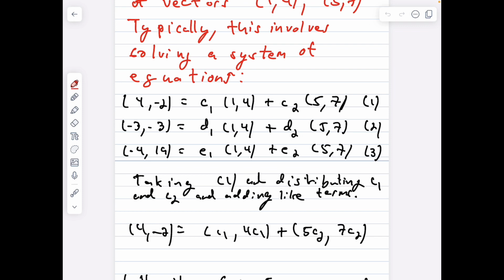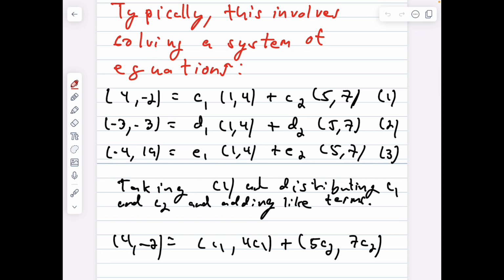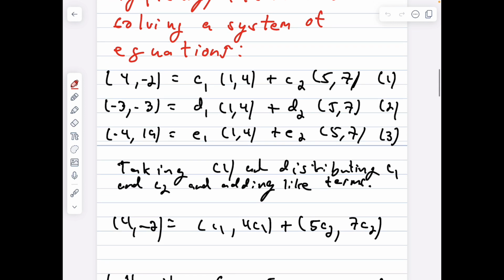That is the case here. So we're looking, at the end of the day, to write the result of each in R2 as a linear combination, as I said. You have these systems of equations. I have three equations here: (4, -2) equals C1 times (1, 4) plus C2 times (5, 7). (-3, -3), the next image result, is equal to a linear combination of the same vectors, except the coefficients are different. And (-4, 19) follows suit as well: it's equal to E1 times (1, 4) plus E2 times (5, 7). Your task is to get these coefficients.